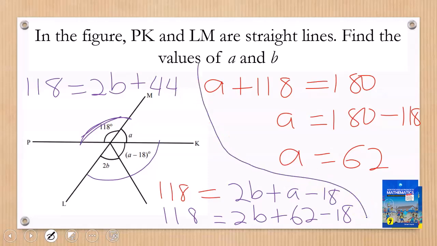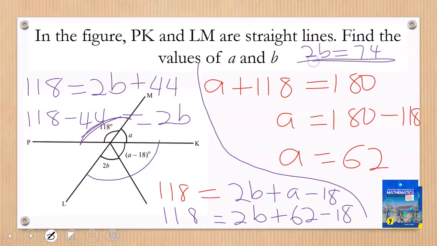So making B the subject, we just group like terms and say, okay, 118 minus 44 is equal to 2b. And once again, if you do the subtraction, you get 74. Now if you divide both sides by 2, so you have 2b. Sorry for messing up the screen for you, but I'm sure you follow what we are doing, right? So we divide both sides by 2, and that will give us 37. So our answer for B is 37, whilst our answer for A is 62.